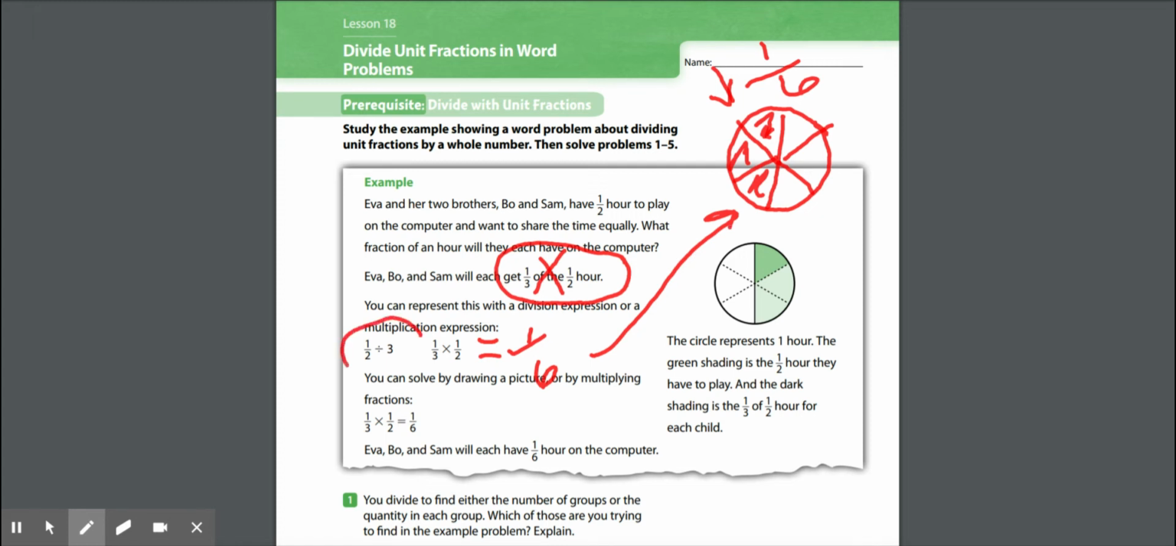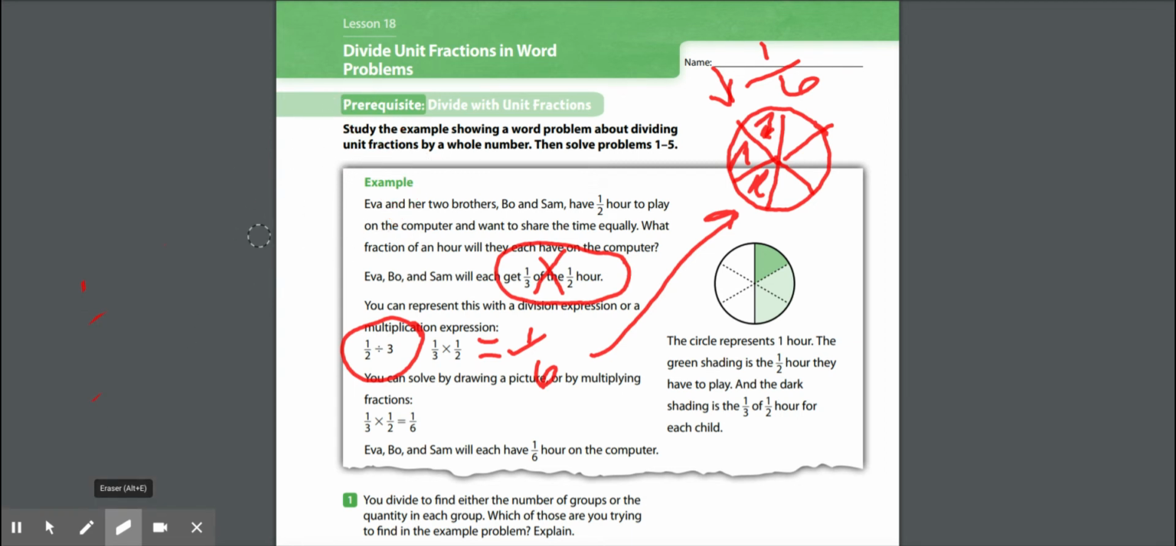If you take a look at how that looks as a division problem, it's showing you that there is a half hour and it's being cut up into 3 equal groups, which means they will each get 1/6 of an hour on the computer. Okay? Erase this so we can move down.